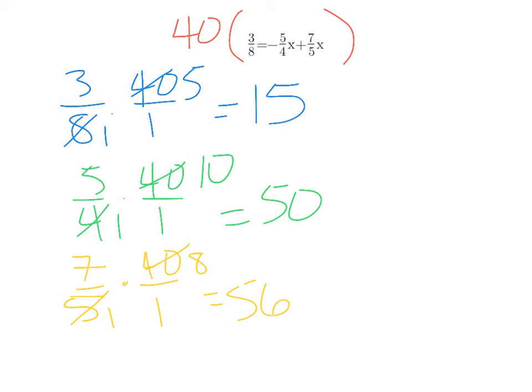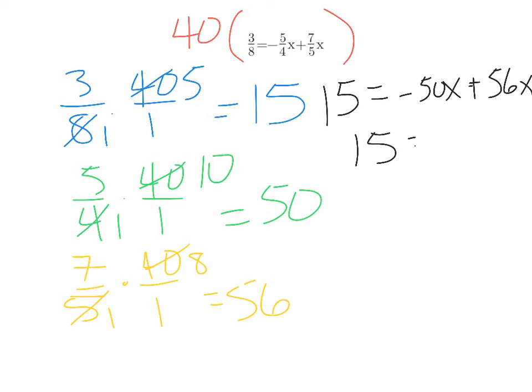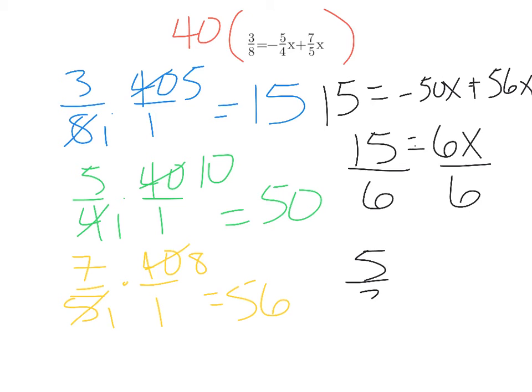Now I can rewrite my equation with no fractions. 15 equals negative 50x plus 56x. Combining the like terms, I get 15 equals 6x. Solve for x by dividing by 6. Remember, 15/6, it's okay to have an improper fraction, but it should be reduced. It can be reduced to 5/3, so x is equal to 5/3.